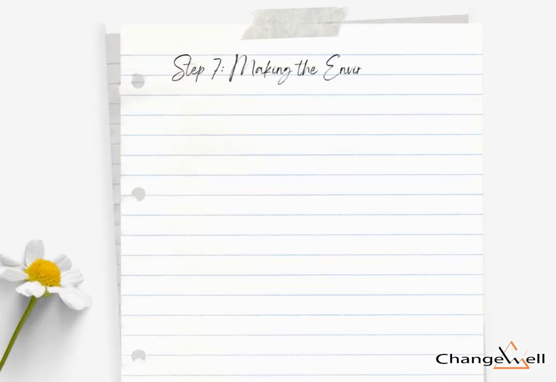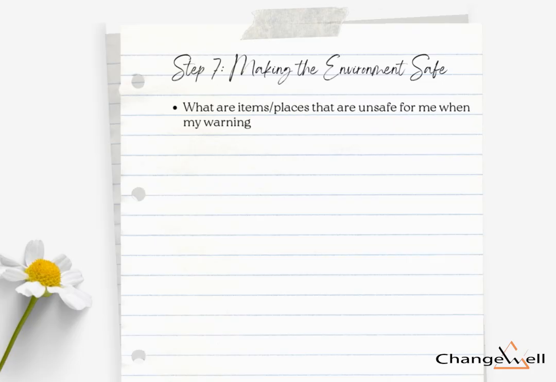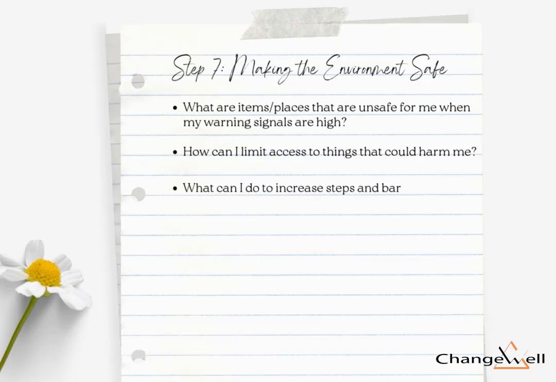Step 7 is about making the environment safe. This involves thinking about what are some items or places that may be unsafe for you when your warning signals are high. How can you limit access to things that could harm you? I know, and most people know, that if you wanted to get access to something dangerous to you, that you probably could. But we want to think about the things that you consider as tempting to access that are dangerous, and how we can create barriers between you and those dangerous things. How can we add steps? What can you do to increase those steps and barriers between the dangerous items, places, or things?